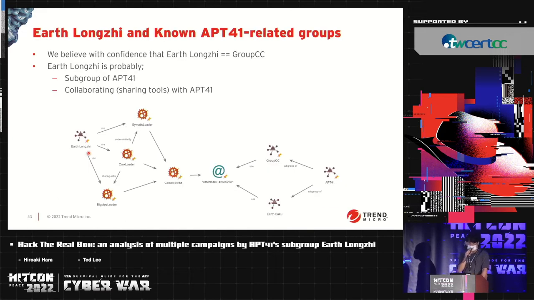Based on the evidence that we have shown, we believe with confidence that Earth Longzhi should be Group CC. And since Group CC is believed to be a subgroup of APT41, we also think that Earth Longzhi is probably a subgroup of APT41, or collaborating or sharing tools or TTPs with APT41.